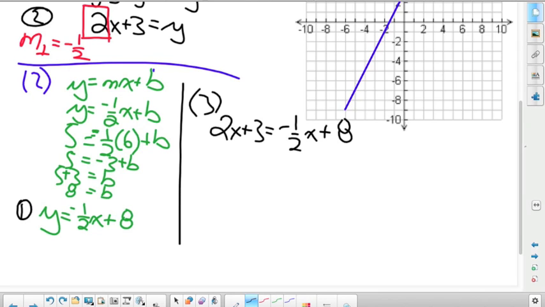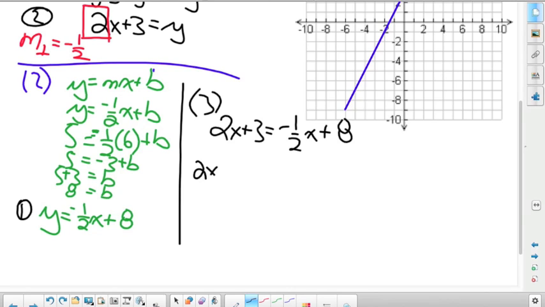Wait, where'd you get the 2x? Oh, it's part of the equation. That was the first equation. I could use the original one, right? Plug y into that. So how do I solve for this? Put x on one side. So how do you get x on one side? Subtract 2x. You want to subtract 2x from this side? Well, yeah, and then do the other side.